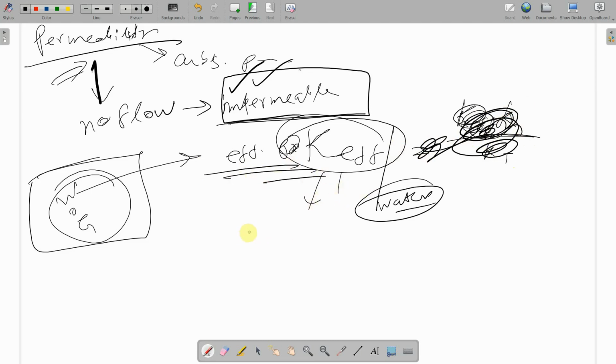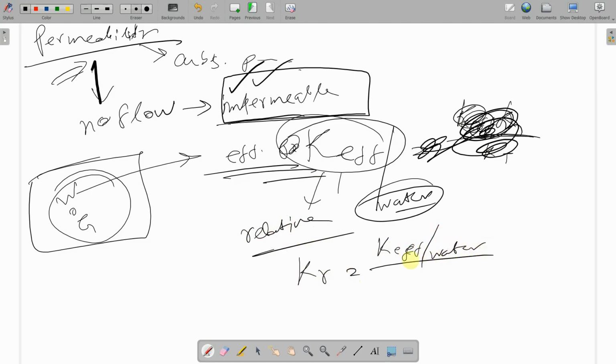Now there is another term called the relative permeability. Relative permeability can be defined as Kr equals K effective. Effective for whom? Let's say it's for water or gas or petroleum. In this case I'm considering water, divided by the total or absolute permeability. So you take the effective permeability and make a ratio with the absolute permeability, that's called the relative permeability, which has no unit.